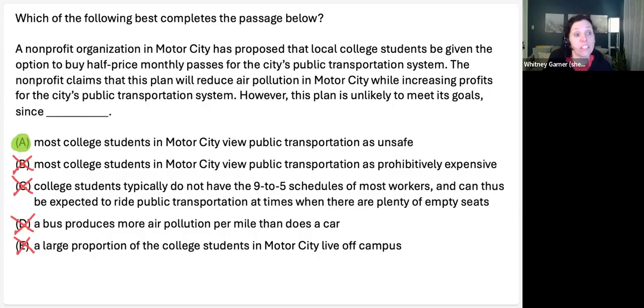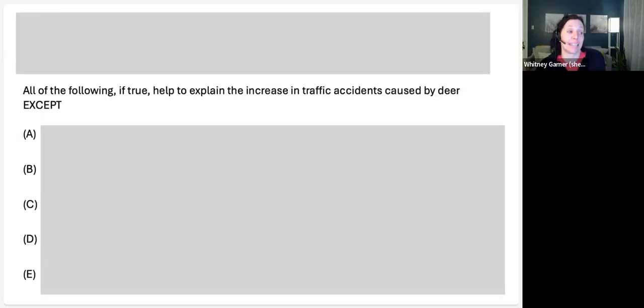Okay. Definitely getting harder. All right, we're going to do one more. All right, so this last one we're going to do is an except question. So all of the following, if true, help to explain something, the increase in traffic accidents caused by deer, except for one of them.